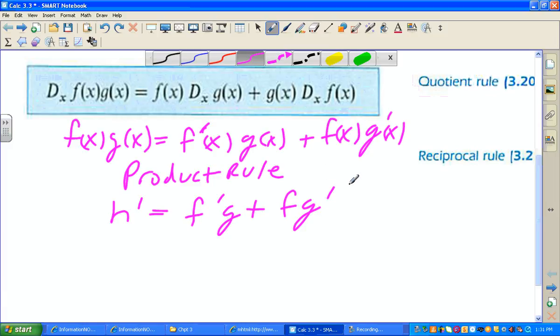That's the product rule. Wait a minute. Stephanie's excited about something. Anyway, you're looking over there smiling. Okay.